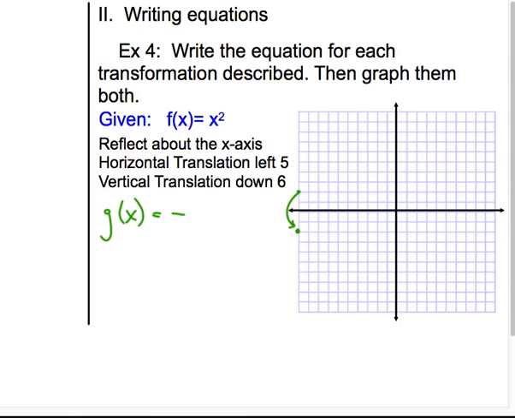The next piece is a horizontal translation, so that goes inside the parentheses with the x. Shifting left means it will look positive. And then a vertical translation down 6 is normal, so that'll be negative.